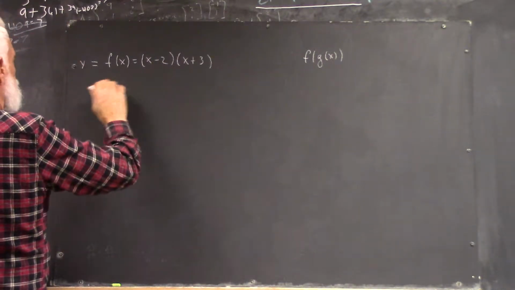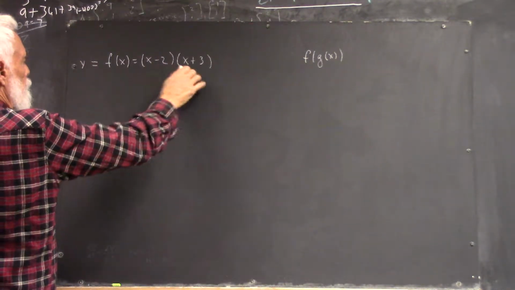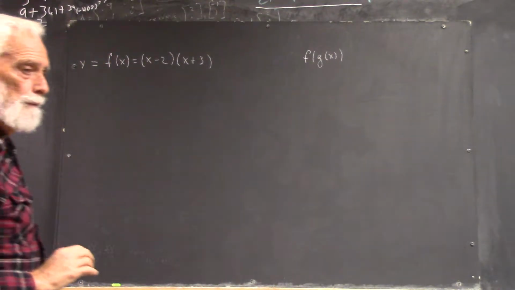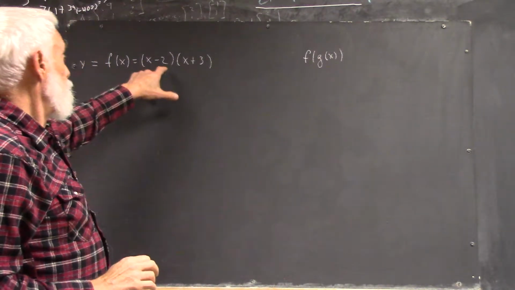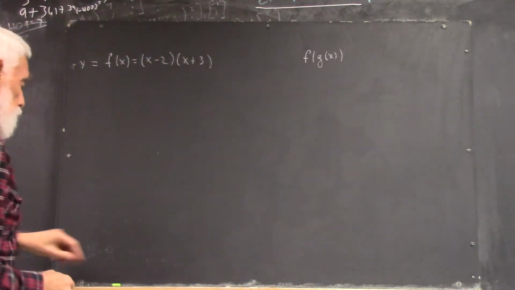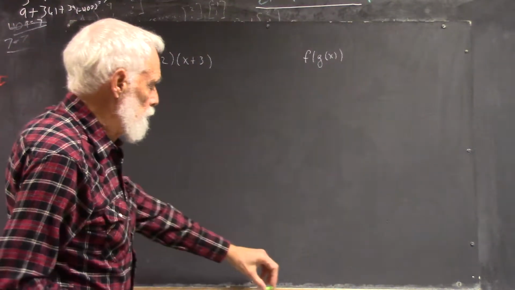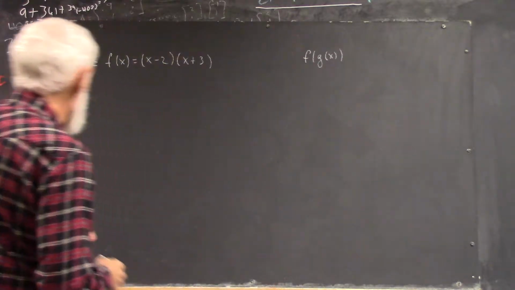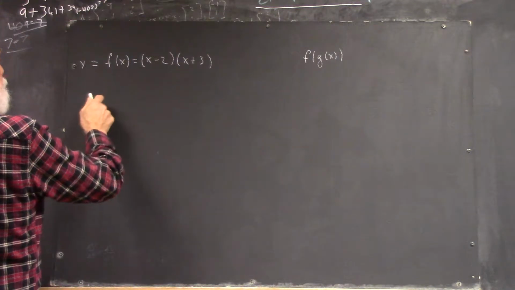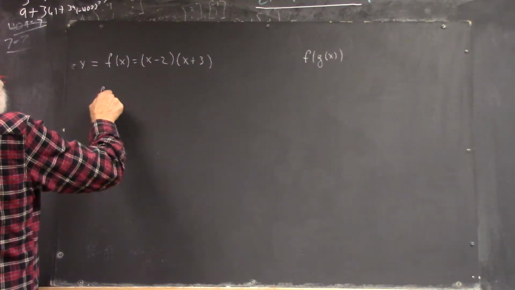Let y equal f of x equal the function x minus 2 times x plus 3. And we know that to be a polynomial with zeros at 2 and negative 3. That's kind of worth keeping in mind, but it doesn't really matter for demonstration of function notation. We'll come back to that idea after we do a little bit. Okay, so let's just verify this.